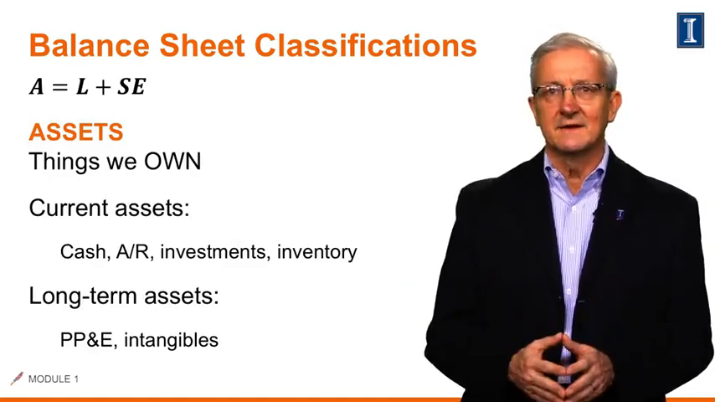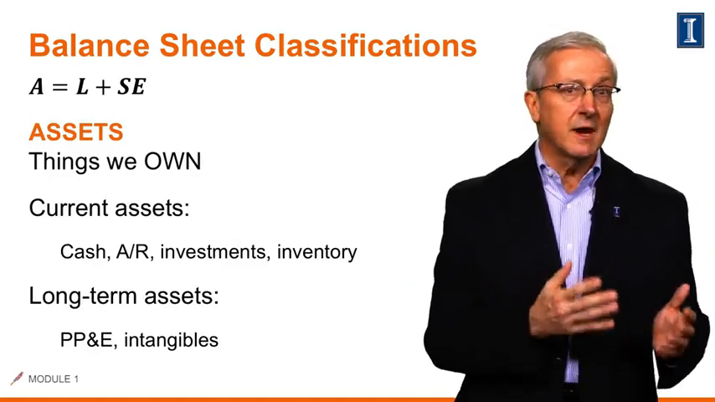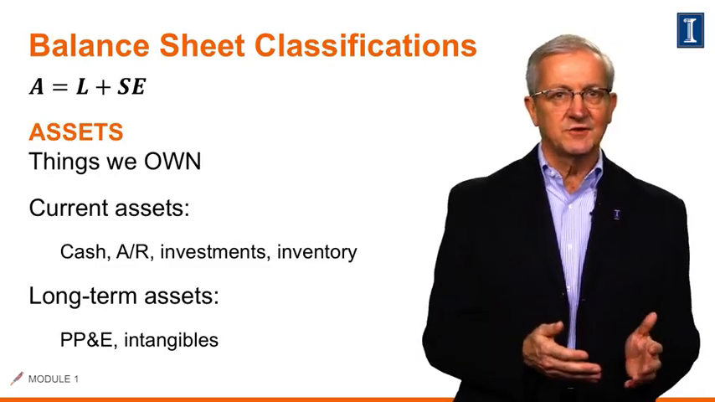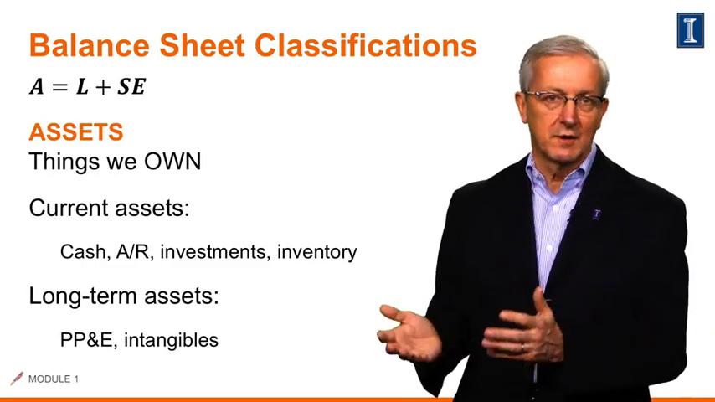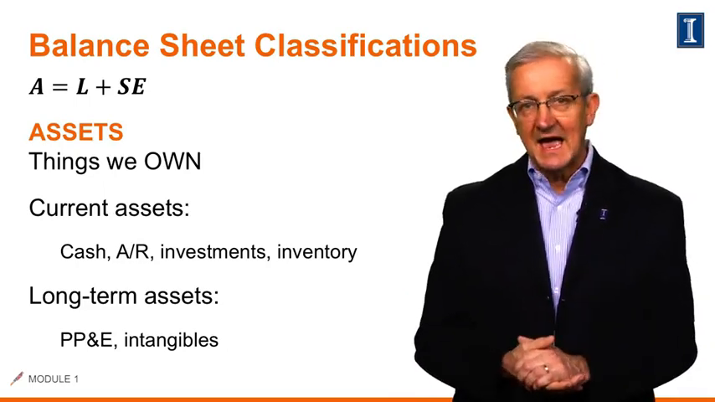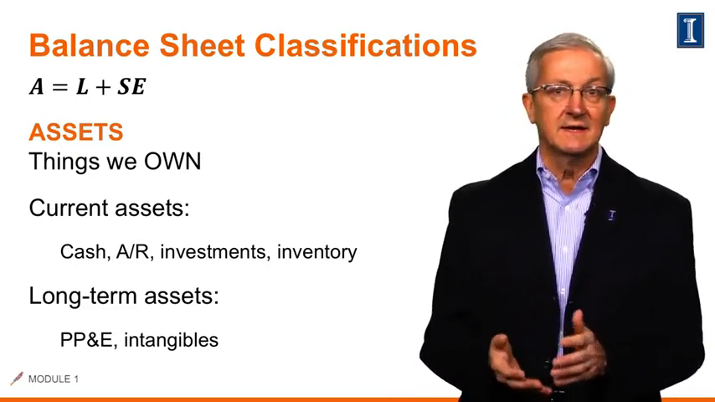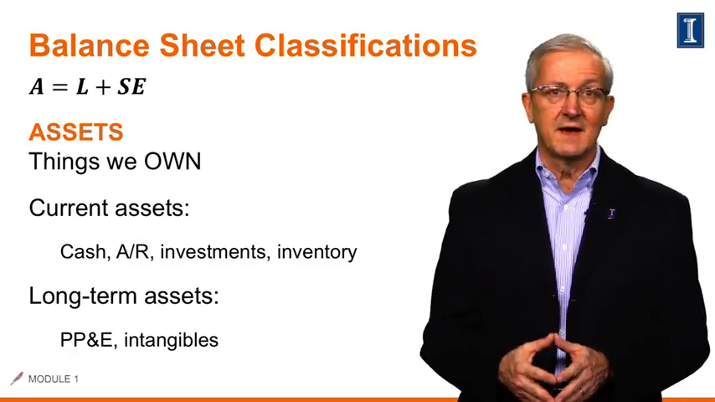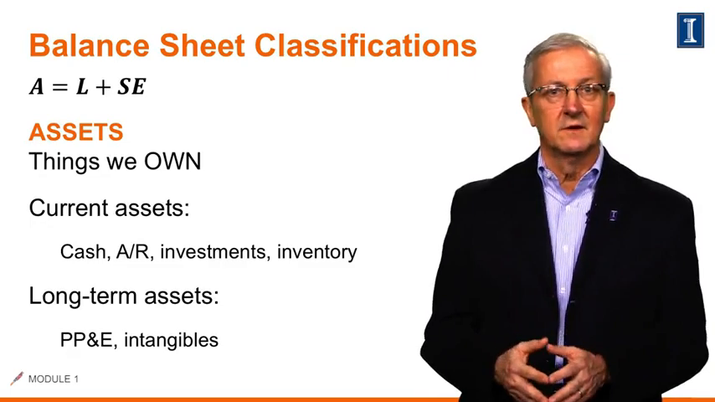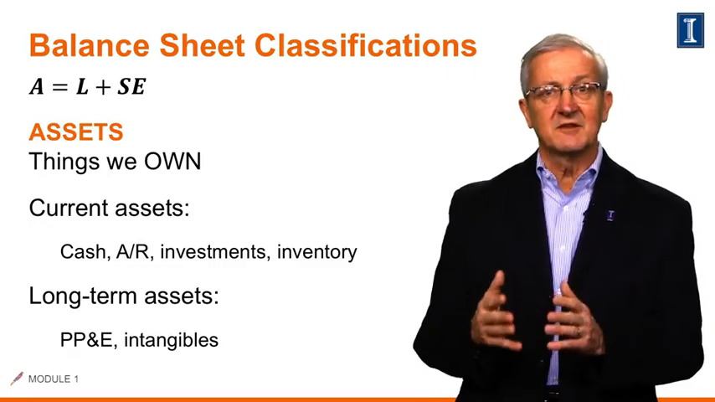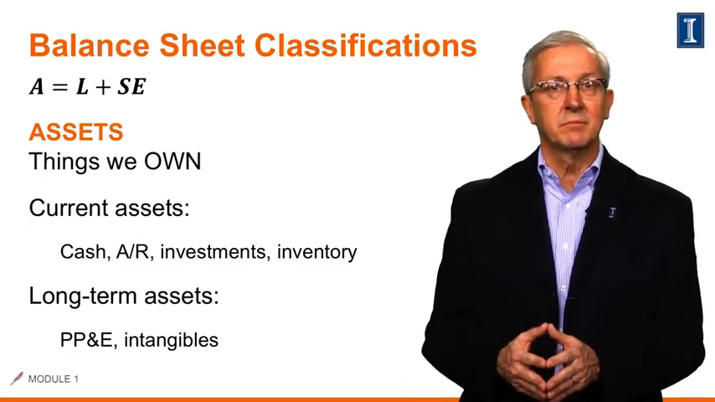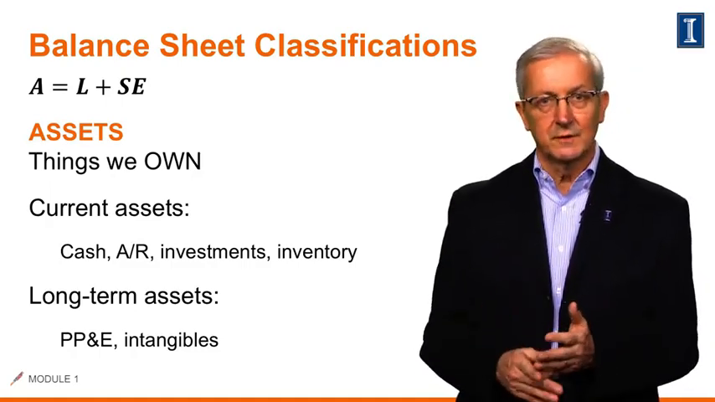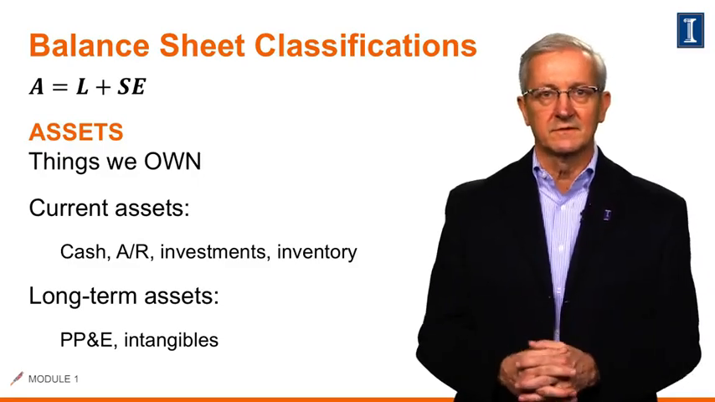First of all, let's start with assets. These are the things we own. There are two types of assets. Current assets, those assets that can be converted into cash or consumed within the next year or 12 months. Examples would be cash, receivables, investments, and inventory. Each of these will be discussed in a later module. Our second type of asset is non-current assets, or long-term. These are assets that last beyond 1 year, such as property, plant, and equipment, PP&E, intangibles, which are such things as goodwill, patents, trademarks, and franchises.